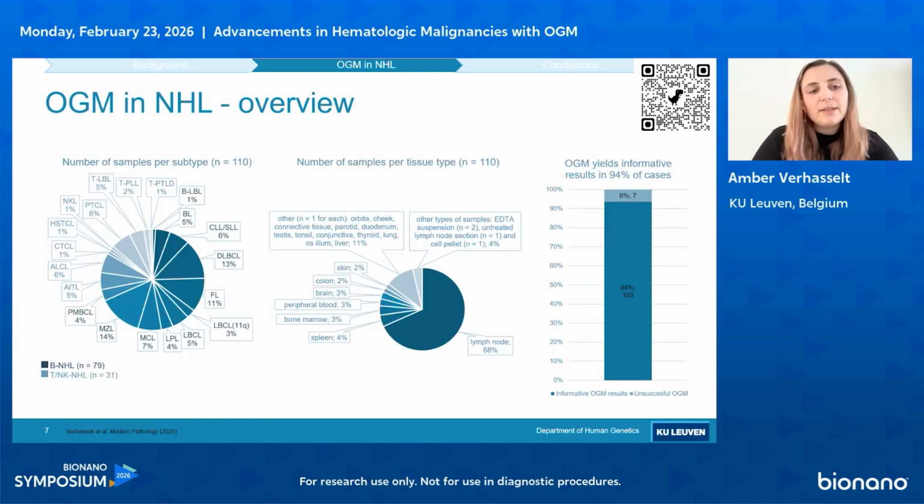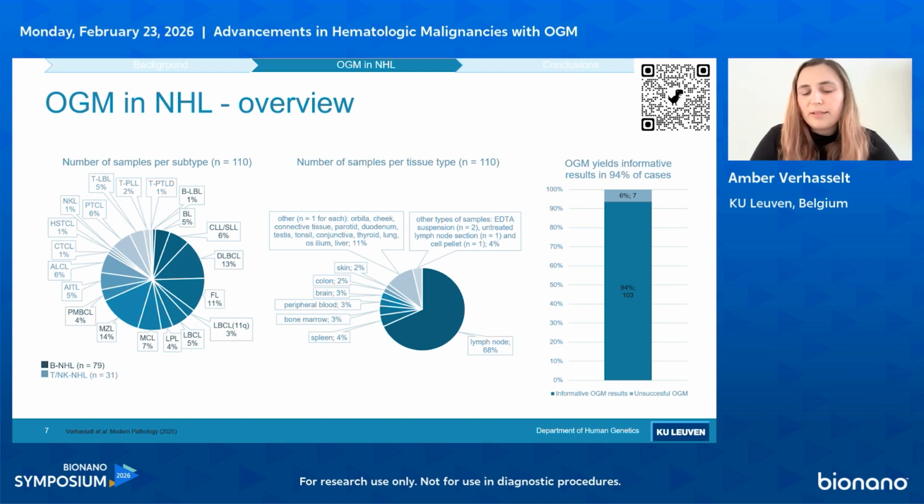We recently published this paper on optical genome mapping in non-Hodgkin lymphoma, and here I will show you our main findings. We included 110 different samples, and as I mentioned in my introduction, non-Hodgkin lymphomas are very heterogeneous, so we tried to include as many different subtypes as possible, which is what you can see in these pie plots. We included 79 B-cell lymphomas and 31 T or NK cell lymphomas.